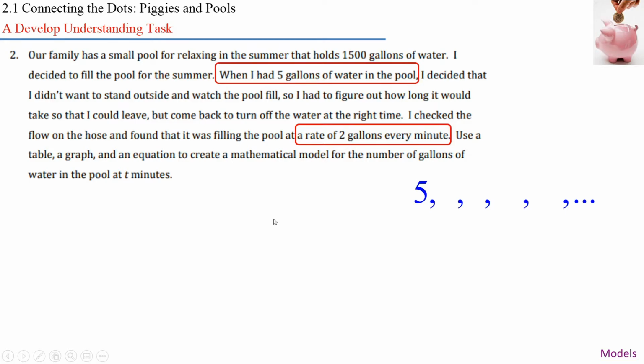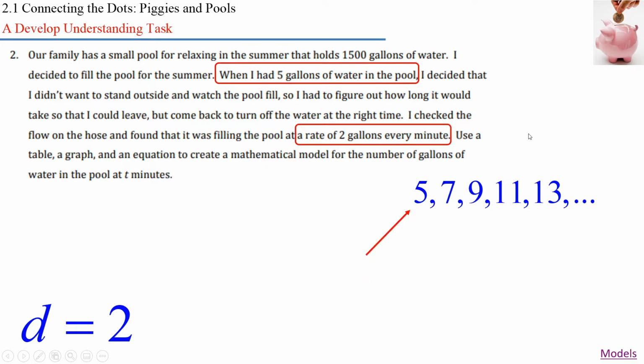So that means I'm going to have a common difference because I'm adding. And how much am I adding every minute? 2. So I have a common difference of 2 between terms. So that means 5 plus 2 would give me a 7, a 9, 11, 13, and so on. So there is my sequence right there. This is one of our models. Now, are we going to call our first term in the sequence the 0 term or the first term? Now, let's think.